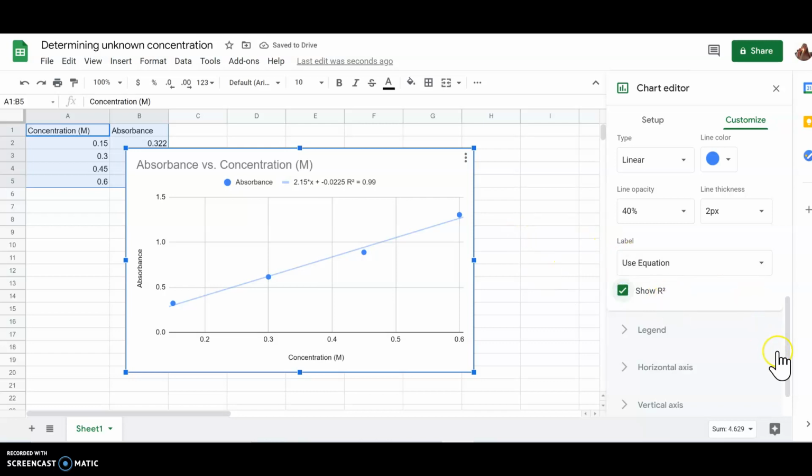And click on that. So let's see what we've got. We have the graph. We have the axes labeled, we have a title, we have grid lines, now we have an equation and an R squared value.